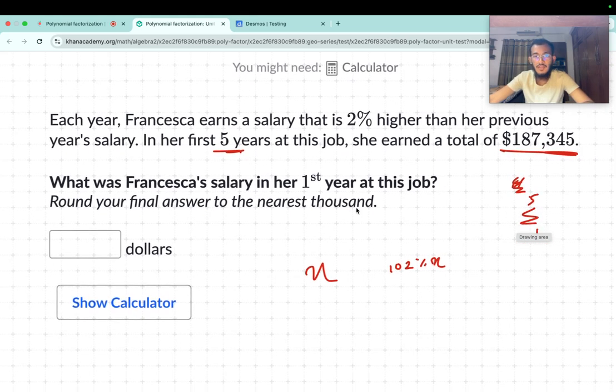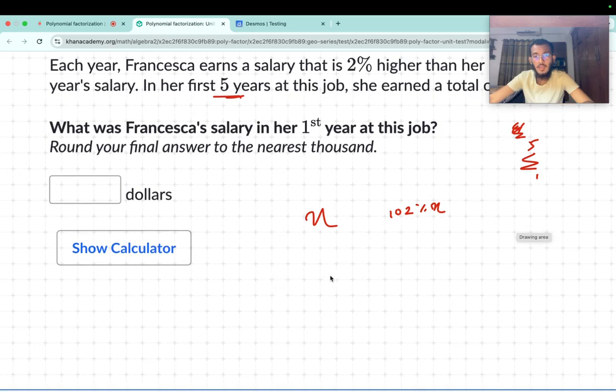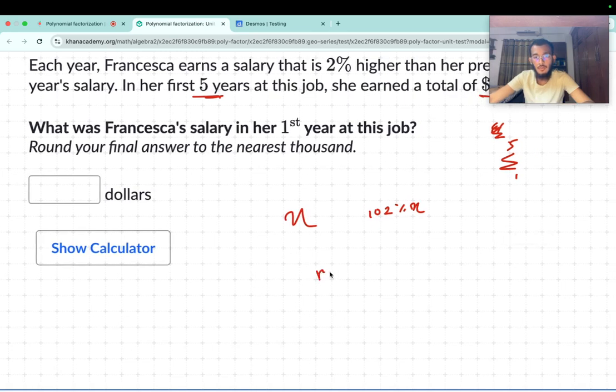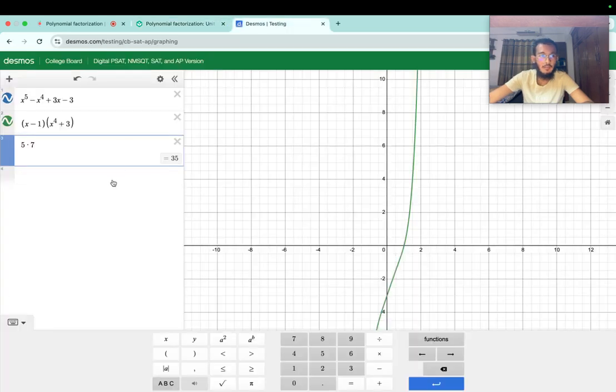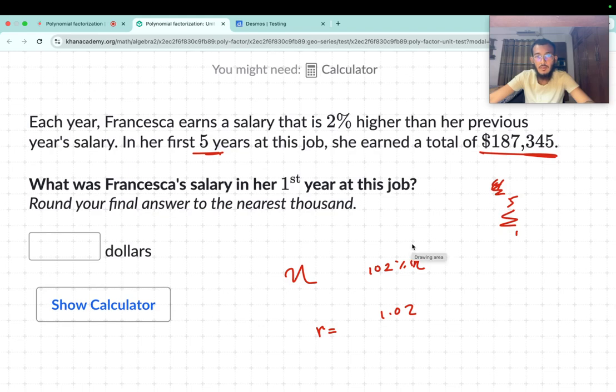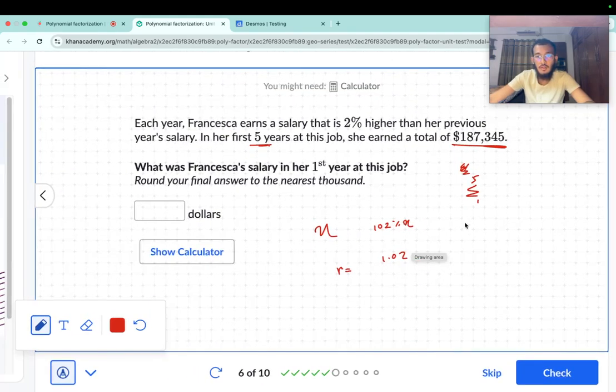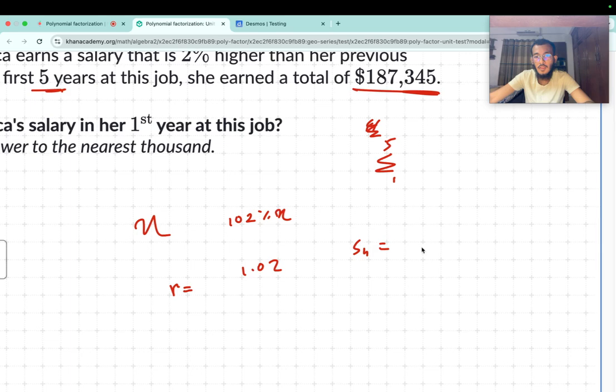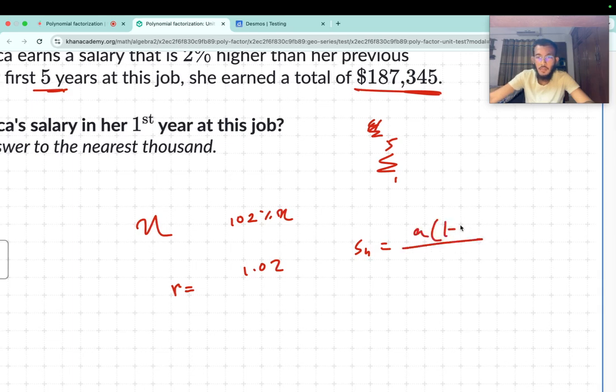Well, this is a geometric progression, and we know that the common ratio is 102% divided by 100, which is 1.02, because it is 2% higher than her previous year's salary. So the formula for the sum of the first 5 terms is Sn equals a times 1 minus r to the power n over 1 minus r. The first term is what we don't know, so we let that be x.